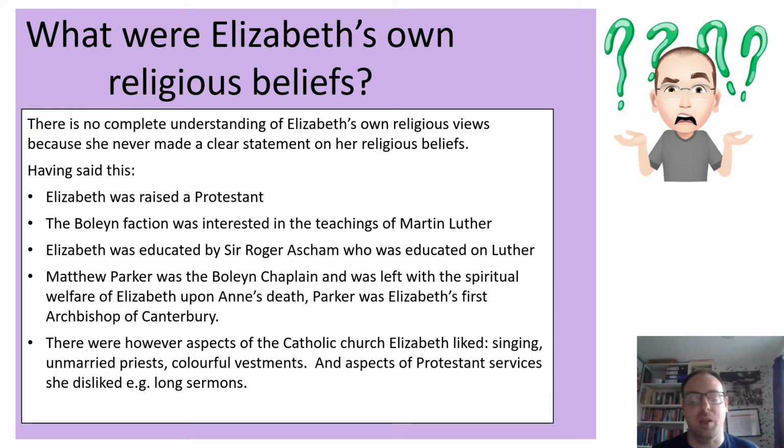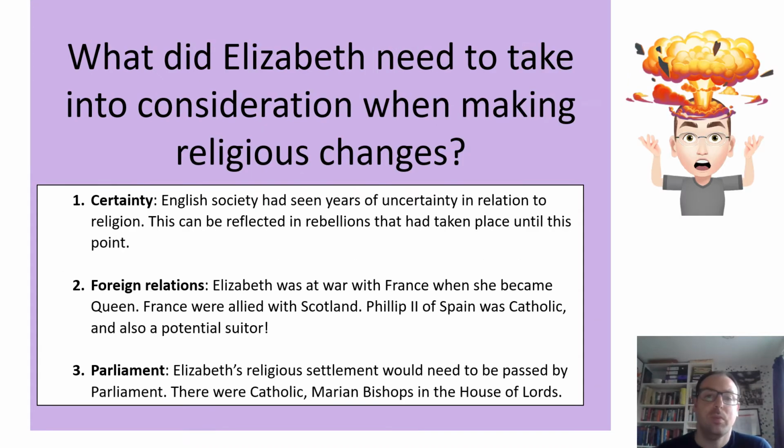I think there were aspects of the old style church that she liked and wanted to maintain, and probably more so than she did it to some degree where she had to go along with some of the Protestant reforms. Notably, she needed high up clergy, and a lot of them were married, and therefore she had to accept that. So what did Elizabeth need to take into consideration while making her religious changes?